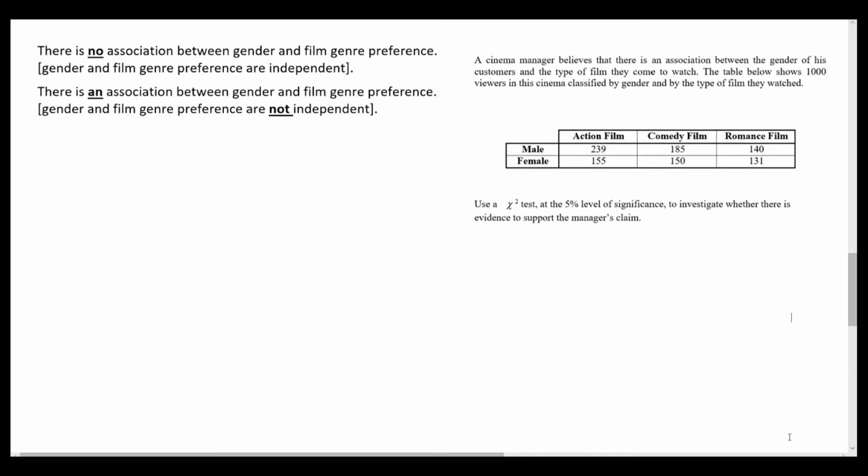So let's start with the hypotheses. H0 here says that there is no association between the gender and the film genre, so the two of them are independent from each other. And H1, there is actually an association between the gender and the film genre preference, so they are not independent. So those are our hypotheses.